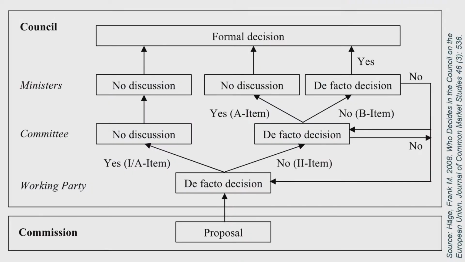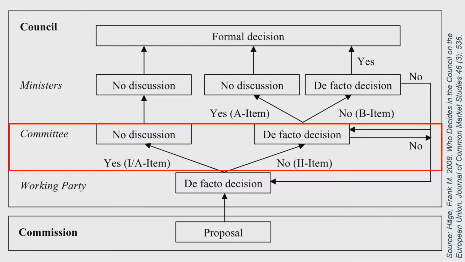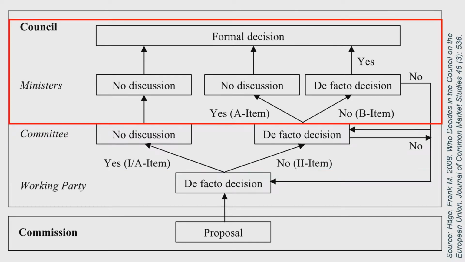3 hierarchical levels are involved in the preparation of council meetings and in its decision-making process. First, a Commission proposal goes to the working parties. They are composed of member state officials who conduct a first assessment and identify points of agreement and of disagreement. Then, the committees of permanent representatives, the so-called Coreper, discuss the proposal. And lastly, the ministers themselves discuss controversial issues on which the lower levels have not been able to agree.